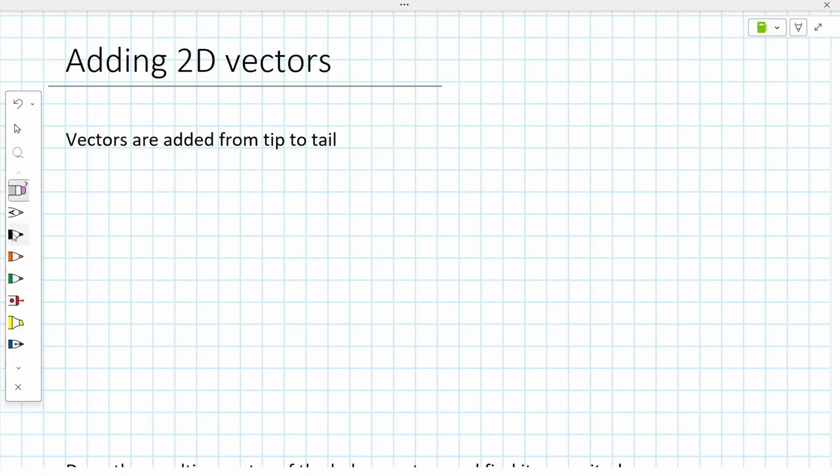So let's just draw out a 2D vector example. Let's say we had a vector coming up like this, and then we added another vector to it coming like this. The resultant vector would be from the start of the first vector to the tip of the last vector. So this would be our resultant vector right here.